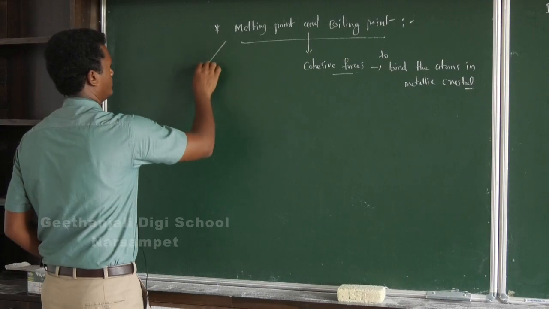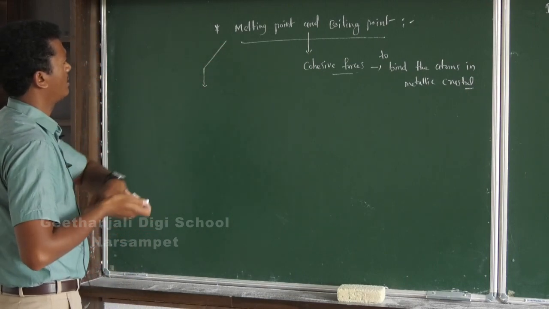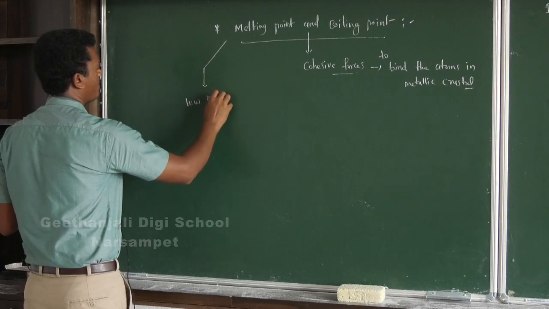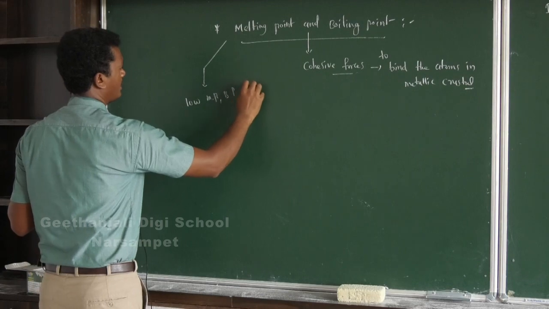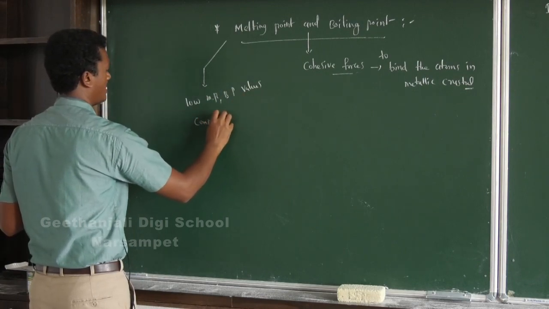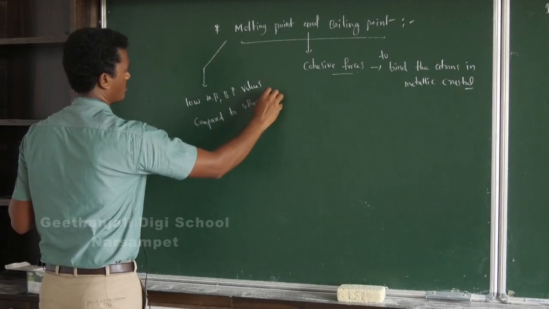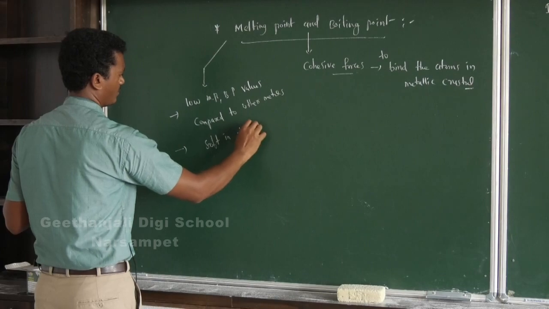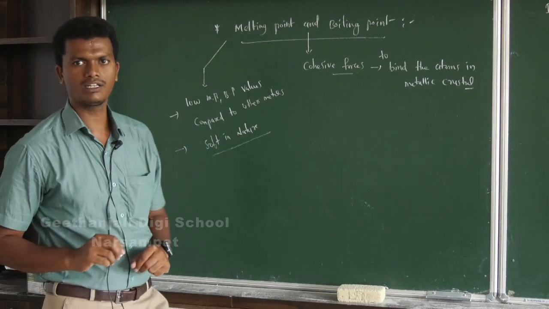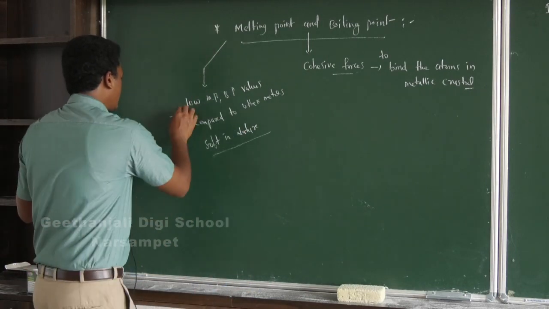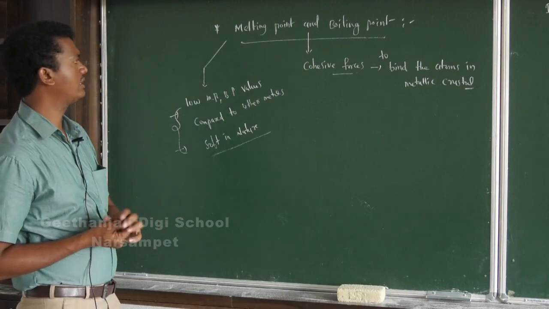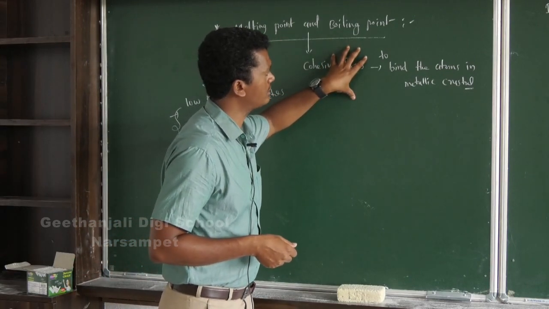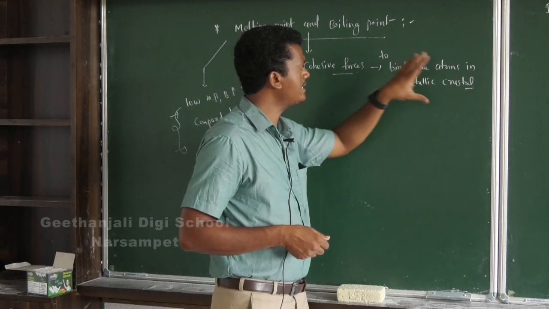The statement for the melting point and boiling point of these alkali metals is that these metals have low MP and BP values compared to other metals. Another statement is that these metals are soft in nature, so soft that we can even cut them with a knife. So what is the reason for these two statements? Here I will give the explanation. Melting point and boiling point depend on cohesive forces. These cohesive forces are the forces helpful to bind the atoms in a metallic crystal.